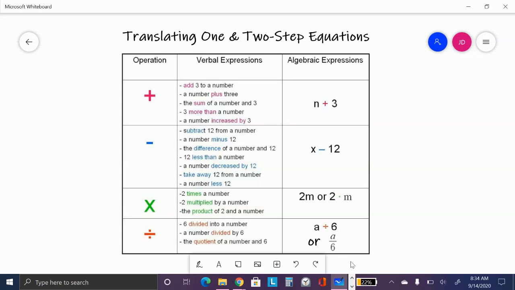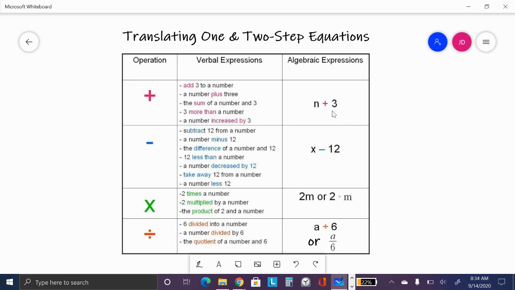In today's video, we are going to be learning how to translate one and two-step equations. So we're going to be translating verbal expressions, verbal sentences, and translating them into equations and solving. As you can see in this diagram, we have all the four basic operations: addition, subtraction, multiplication, and division. And we have algebraic expressions associated with those operations and the verbal expressions that could represent these algebraic expressions.